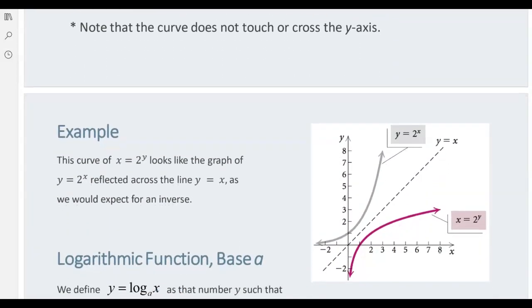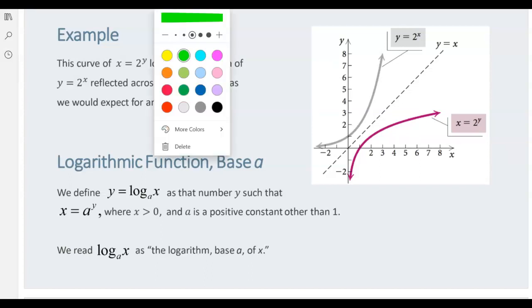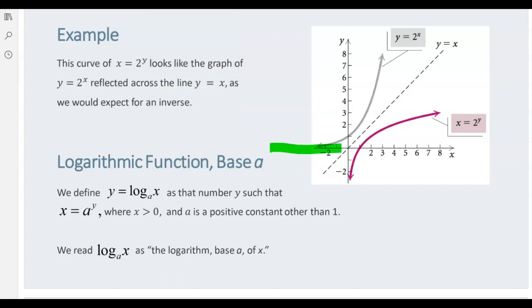And if we plot a bunch of points and look at them together, we can see that the graph of a logarithm is a mirror image across the line y equals x of an exponential. Again, inverse functions are reflected across the line y equals x, and that comes from the interchanging of the variables. A couple of key things we want to take note of. For an exponential function, we have an asymptote at the x-axis. For a logarithmic function, we have an asymptote at the y-axis.